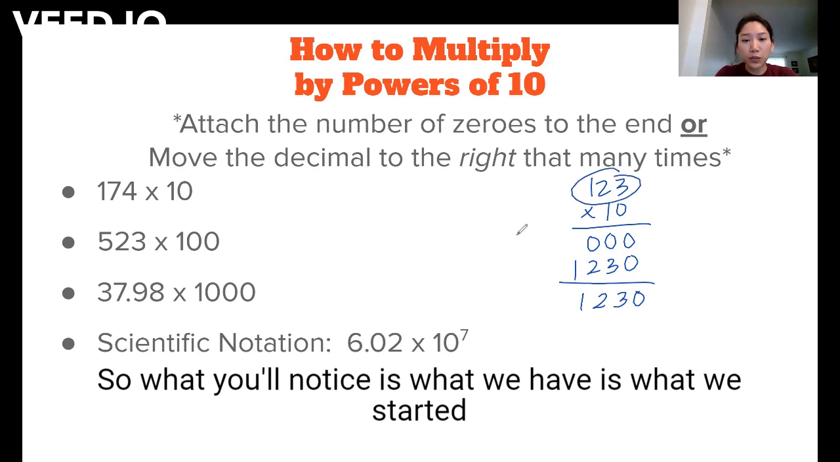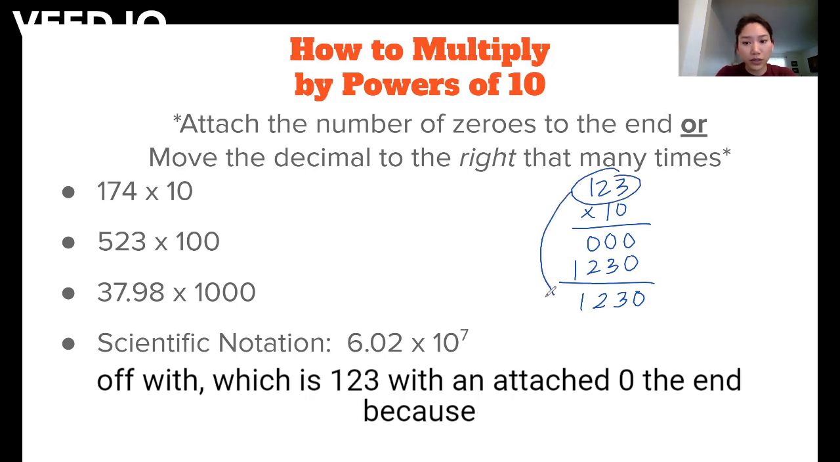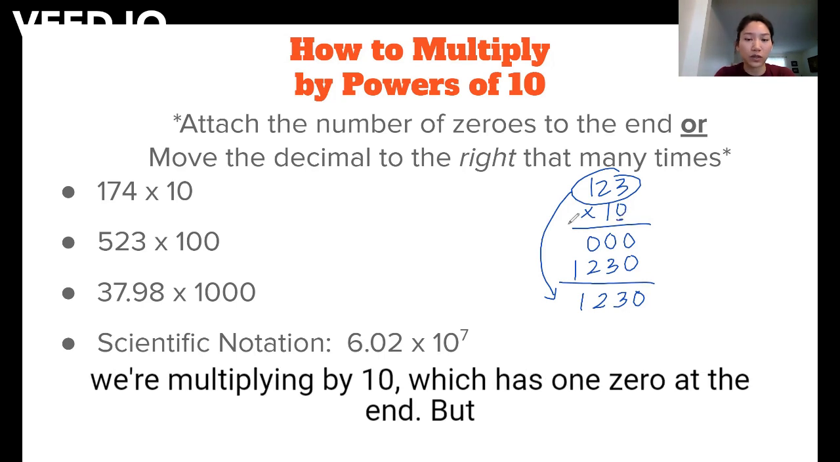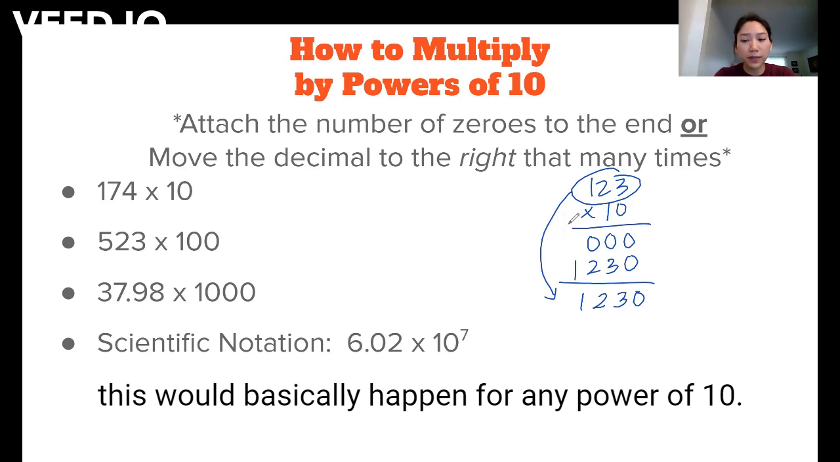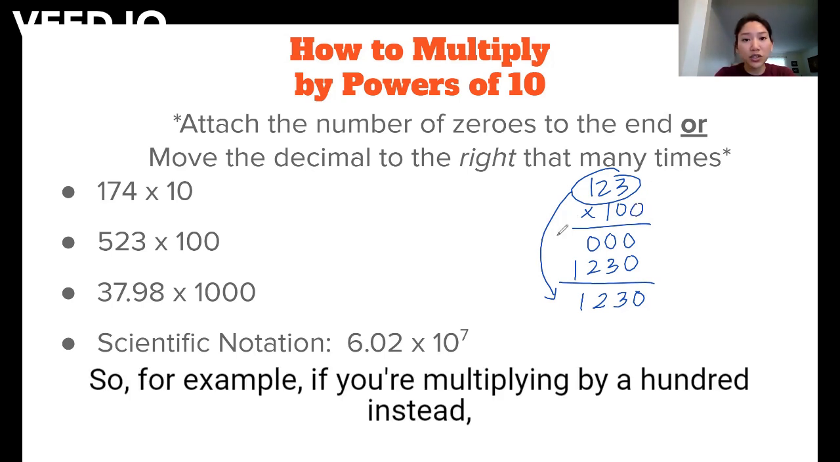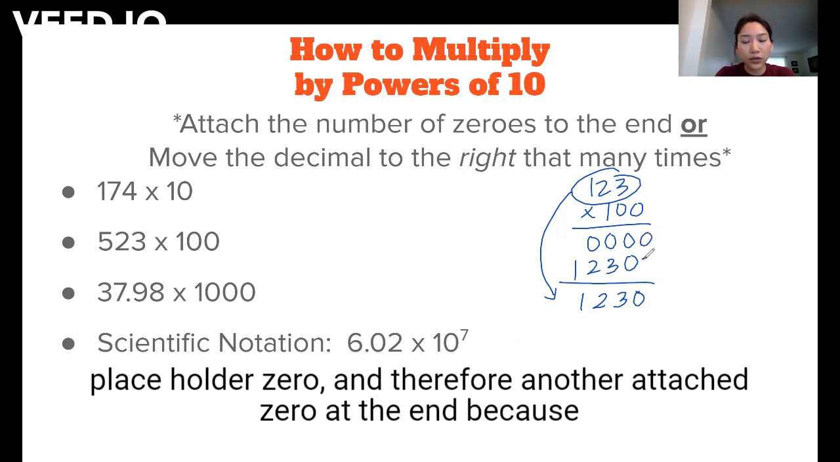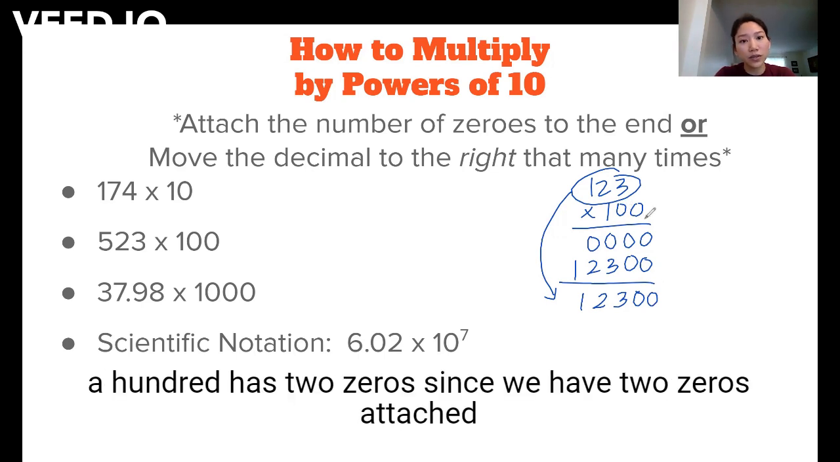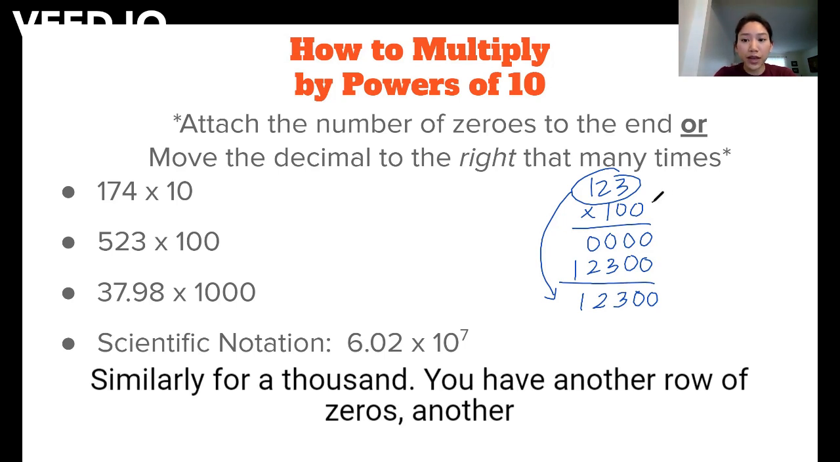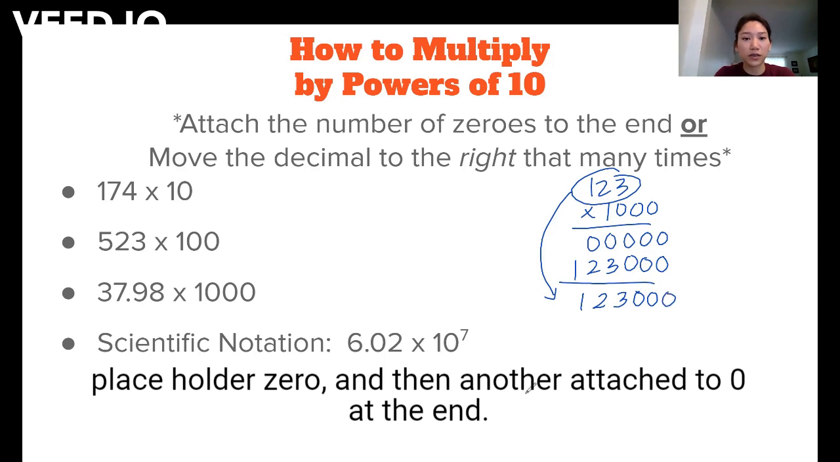So what you'll notice is what we have is what we started off with, which is 123, with an attached 0 at the end because we were multiplying by 10, which has 1 zero at the end. But this would basically happen for any power of 10. So for example, if you're multiplying by 100 instead, you'd have another row of zeros, another placeholder 0, and therefore another attached 0 at the end, because 100 has two zeros, and so you have two zeros attached at the end. Similarly, for 1,000, you'd have another row of zeros, another placeholder 0, and then another attached 0 at the end.